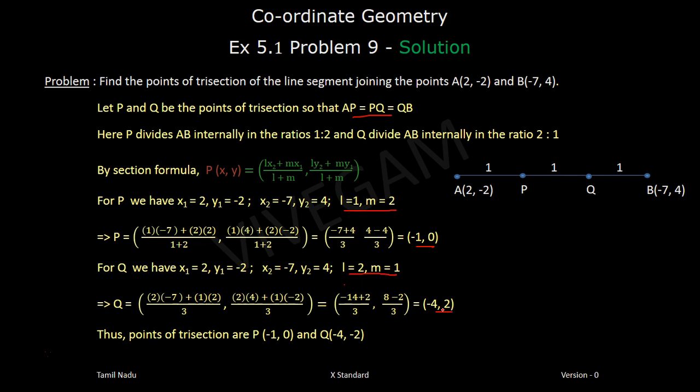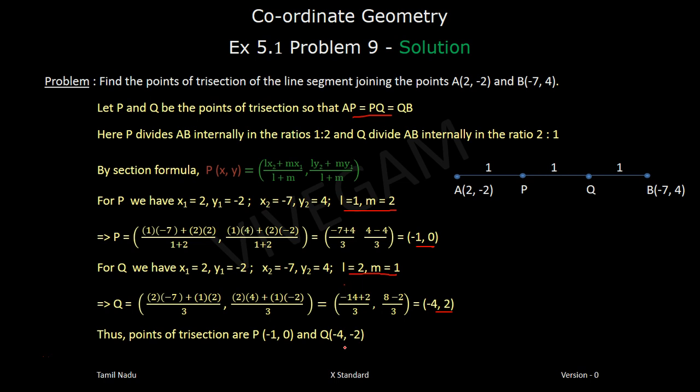Therefore, these two points divide AB, that is, trisect AB. The coordinates of P and Q are P equal to minus 1, 0 and Q equal to minus 4, 2.